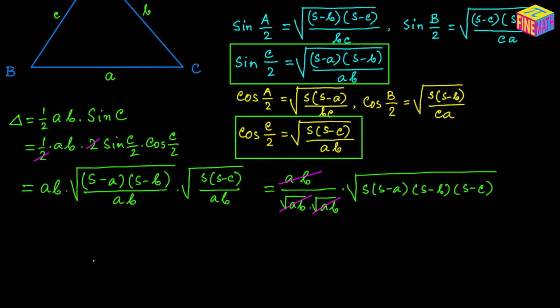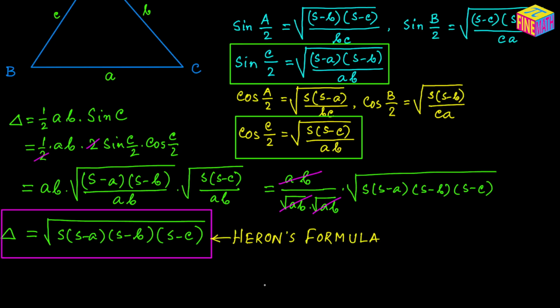So then we are going to be left with the square root of s(s−a)(s−b)(s−c), and this formula is actually known as Heron's formula. I have created a separate video on Heron's formula where I have shown you how to derive this formula using pure geometry, and here we derive the formula using trigonometry also. And if you look at this formula, you will see that all it uses is the side length, all three side lengths of the triangle.